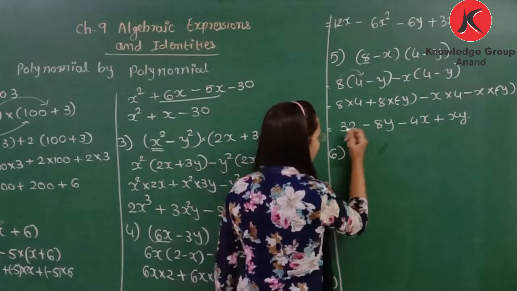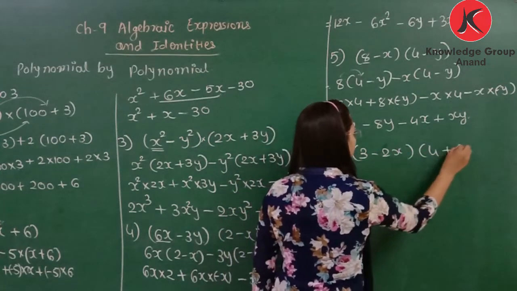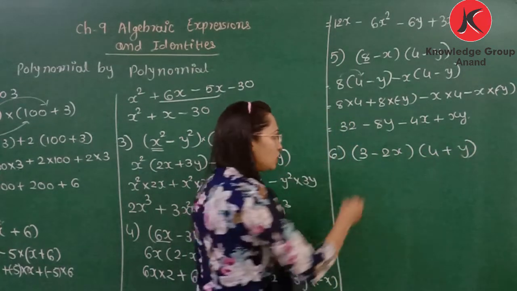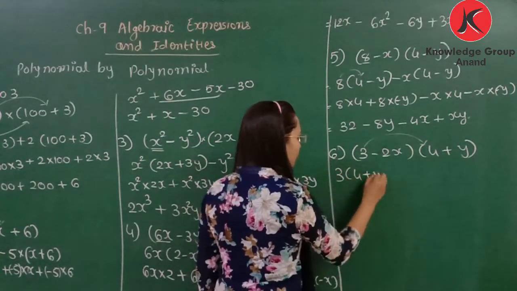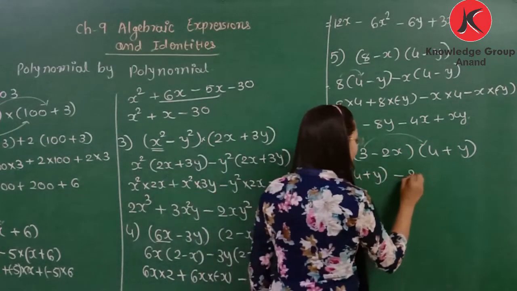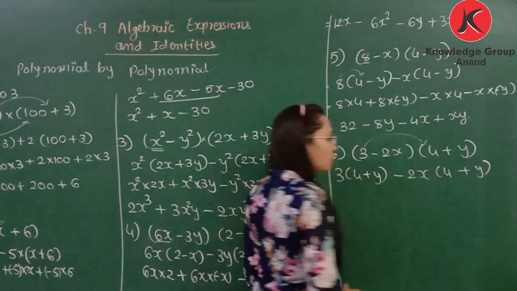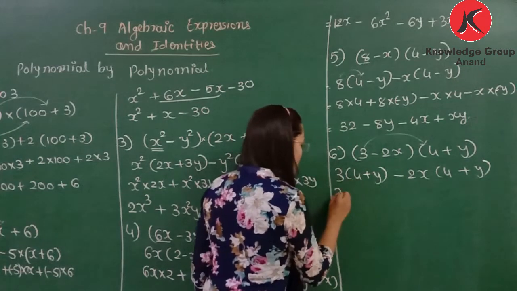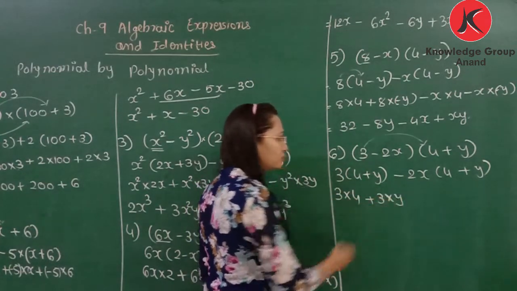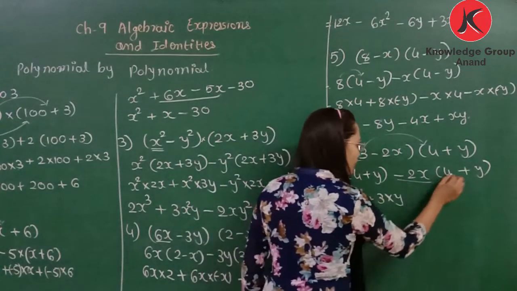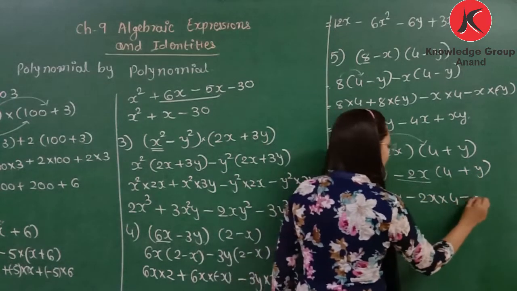Next, 3 minus 2x, 4 plus y. Now again 3 is multiplied with the whole bracket, 4 plus y. Minus 2x is multiplied with the whole bracket, 4 plus y. Okay, now open every bracket, that is 3 multiplied with 4 and 3 multiplied with y. Now here minus 2x is multiplied with 4 and minus 2x is multiplied with y.